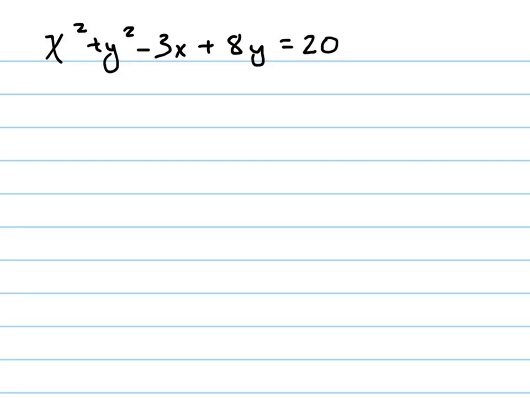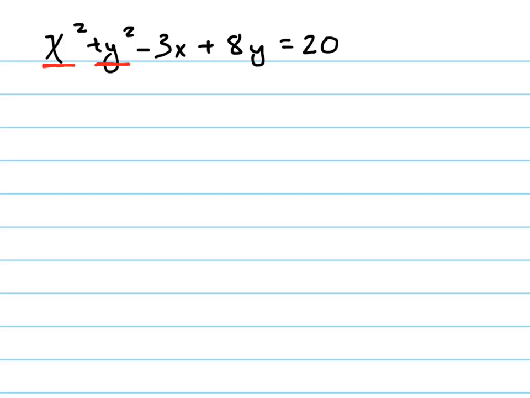Let's find the equation of the circle for the given equation. Well, this is a circle, and you can tell because there's an x squared and a y squared, and they have the same leading coefficient, which is 1. It doesn't have to be 1, but since they have the same leading coefficient, it's a circle.